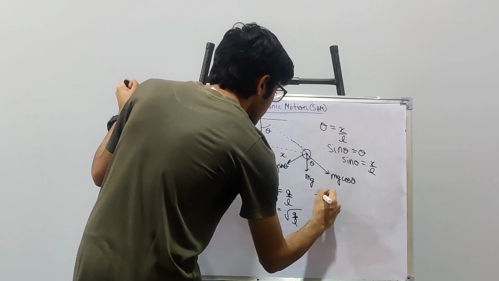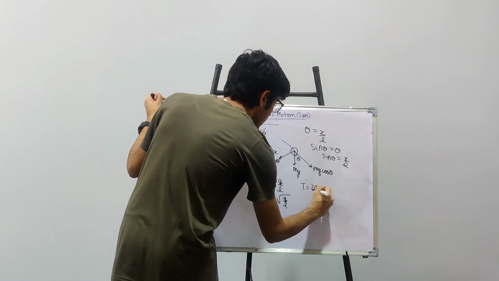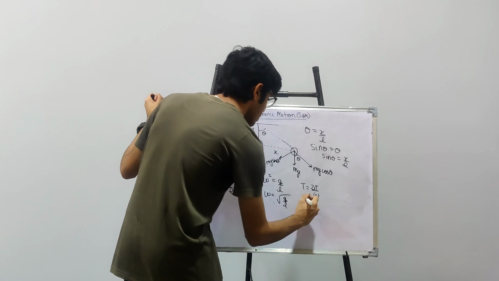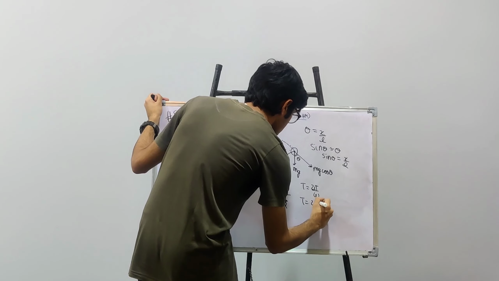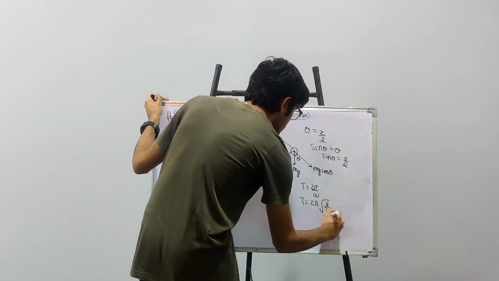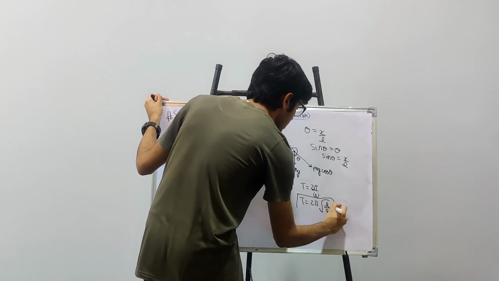So the time period, we know that it is 2 pi upon omega. This will be 2 pi under root L by g. So this is the time period of the simple pendulum.